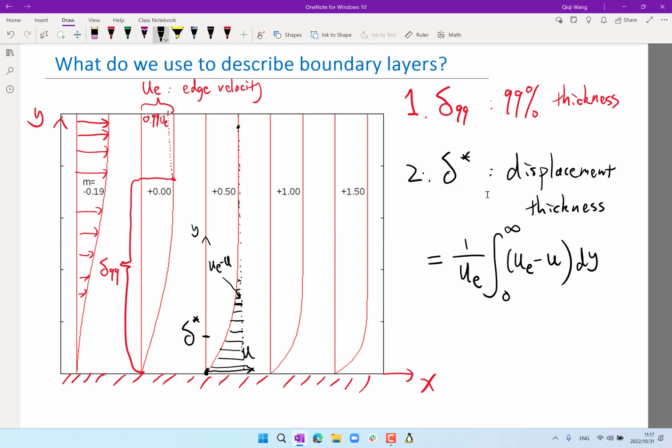Another way to think about delta star is that if you draw a horizontal line from delta star all the way to ue, and color the rectangle bounded between 0 and delta star and between 0 velocity and ue, the area of the yellow region has exactly the same area as the region shaded by black stripes. The area of this yellow region is delta star times ue, which is equal to that integral, the black striped area.